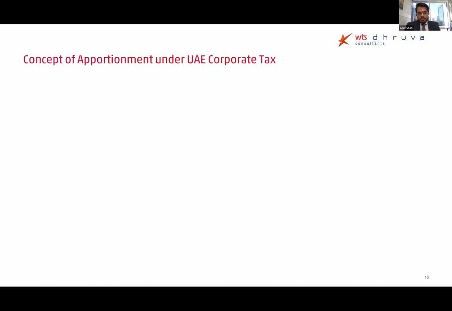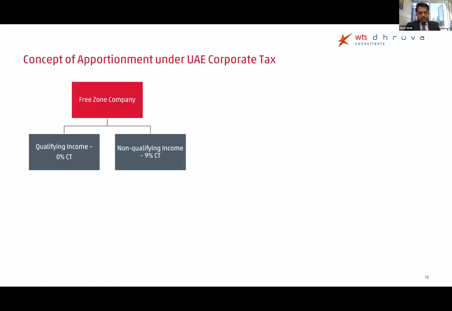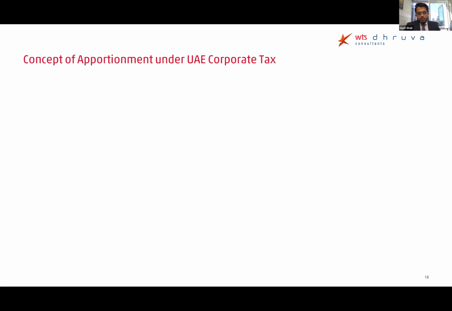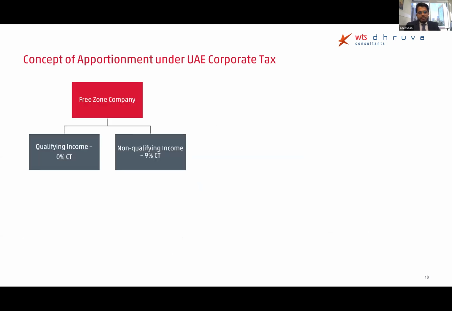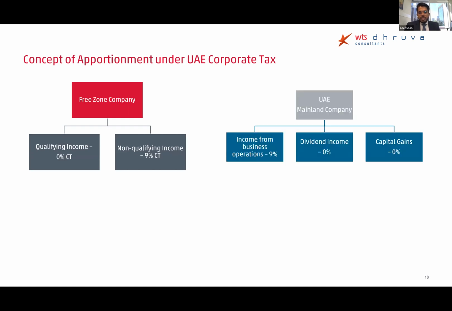With this, I'll come to the last part of my slide in terms of understanding the concept of apportionment under UAE corporate tax. Now, we discussed the UAE VAT apportionment. Even under the UAE corporate tax, there will be an apportionment that companies have to do. To give an example, a free zone company would have a qualifying income and a non-qualifying income. The qualifying income would be subject to 0%, and the non-qualifying income would be subject to 9%. Similarly, a mainland company would have income from business operations which are subject to 9%, but there could be certain dividend and capital gains which are subject to 0%.